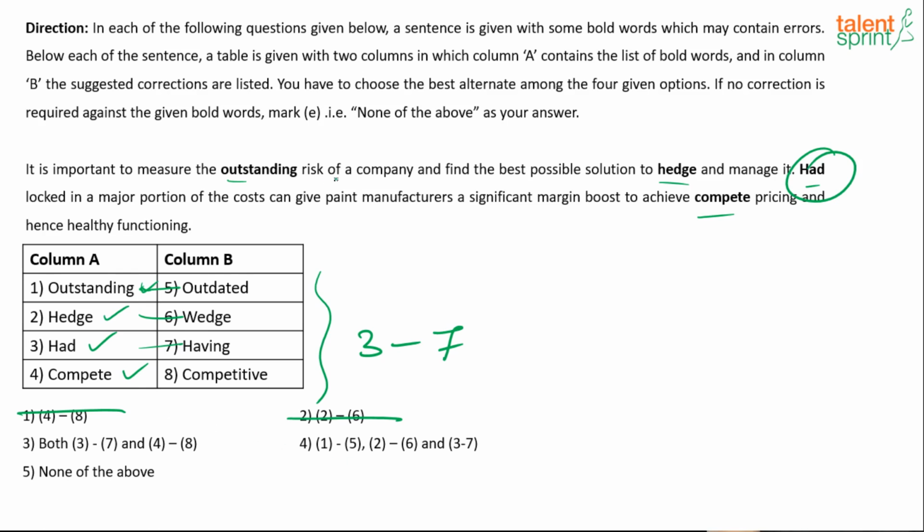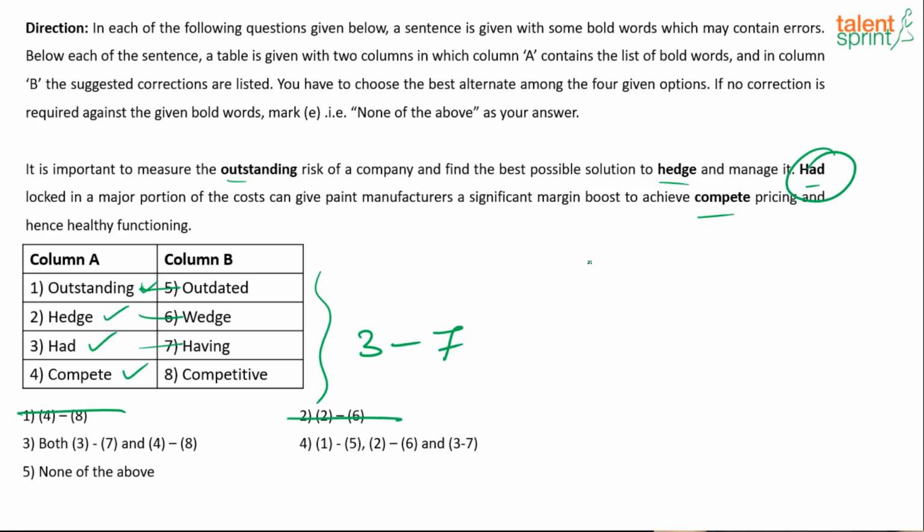Now, outstanding risk. What is outstanding? Outstanding means something that stands out, something that is brilliantly done, so brilliantly done that it stands out. It is important to measure the outstanding risk. So will outstanding be the right word? Yes. Outdated risk, if it is outdated, why are we talking about it? So 1 is absolutely fine, there is no correction required over there.